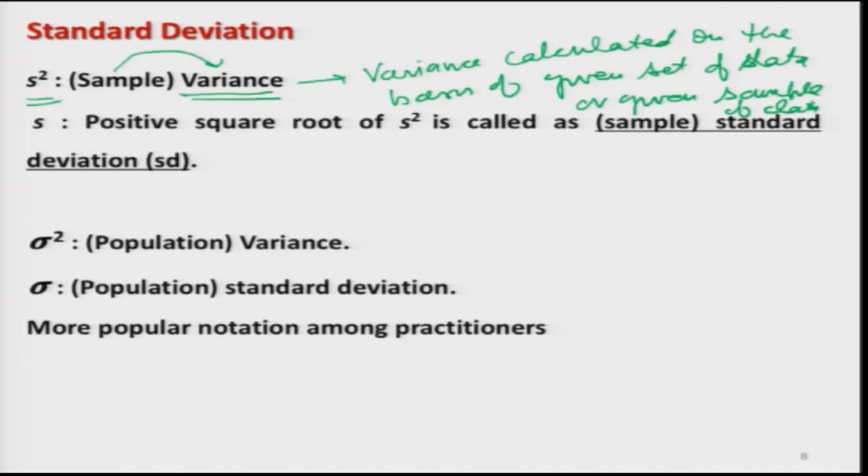Right. So essentially we are trying to compute the sample variance, but we always call it, without loss of generality, just variance. When I take the positive square root of S square, this is called the sample standard deviation. Once again, I am writing the word sample inside the bracket just to indicate that the common language is simply the standard deviation. But here we are actually computing the standard deviation on the basis of a given sample of data.